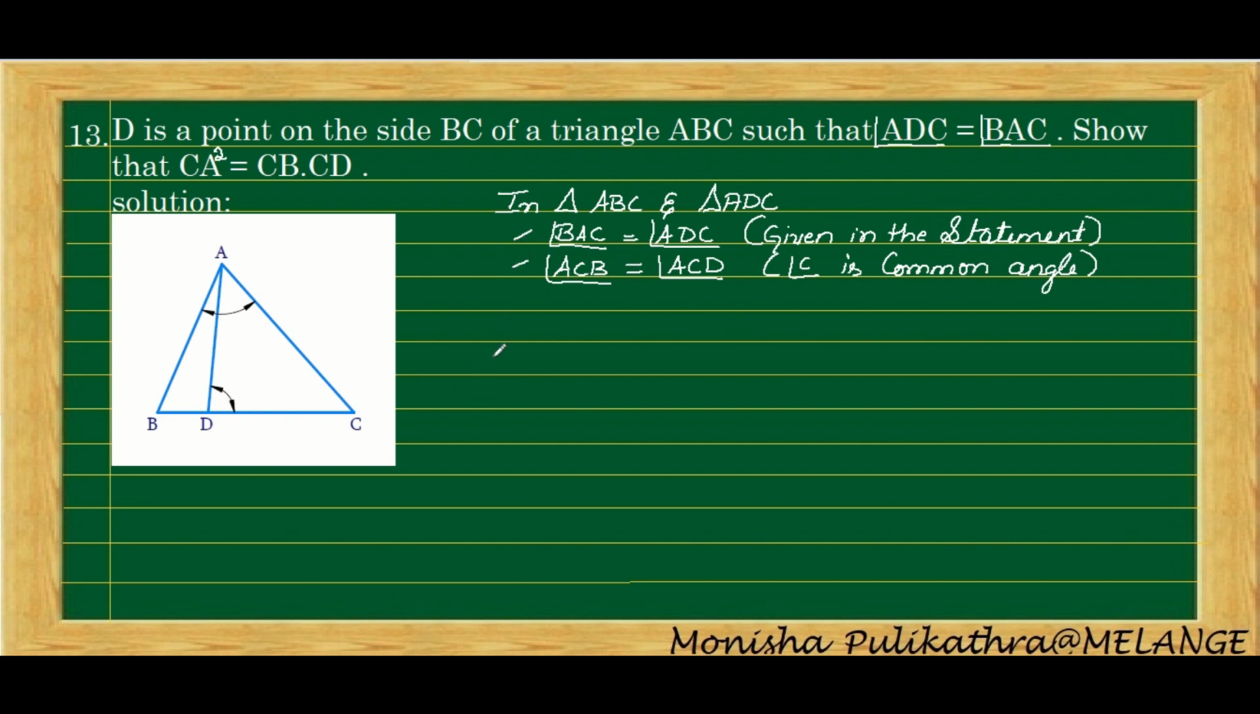Since two angles are equal in the given comparison of the two triangles, the two triangles will be similar to each other, right? Why? Because of the AA similarity criterion. If two angles are equal in two given triangles, then those two triangles are similar to each other because of the AA similarity criterion.